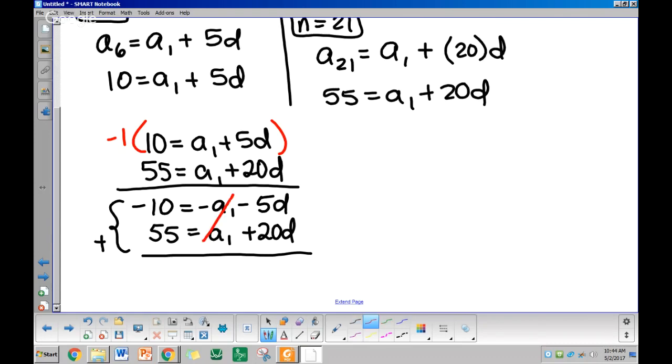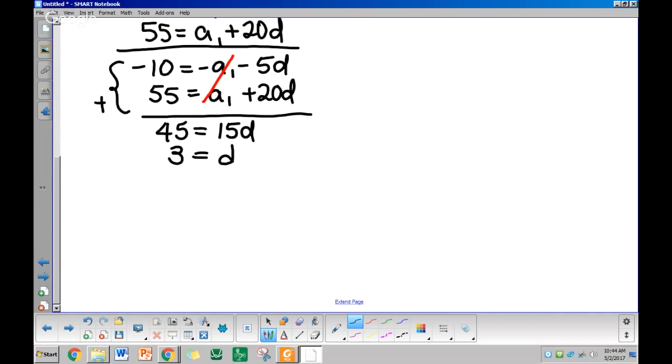All right, here, these go away. And then we're left with 45 equals 15d. D equals 3. We're reverting to our algebra 1. But I'm not done yet because in order to have the nth term, I have to have an a sub 1. So what are we going to do? Plug it in.